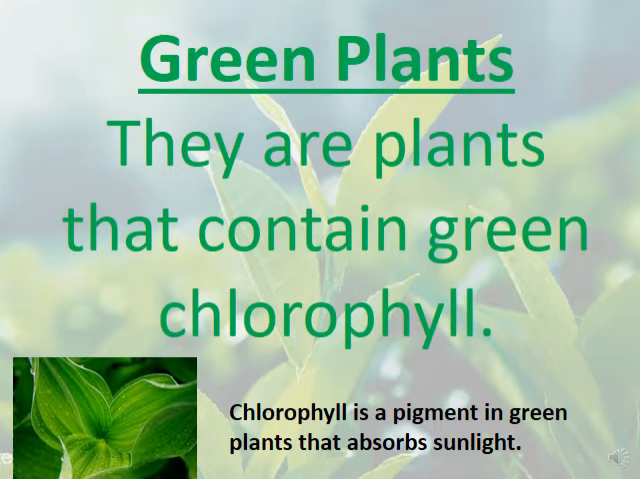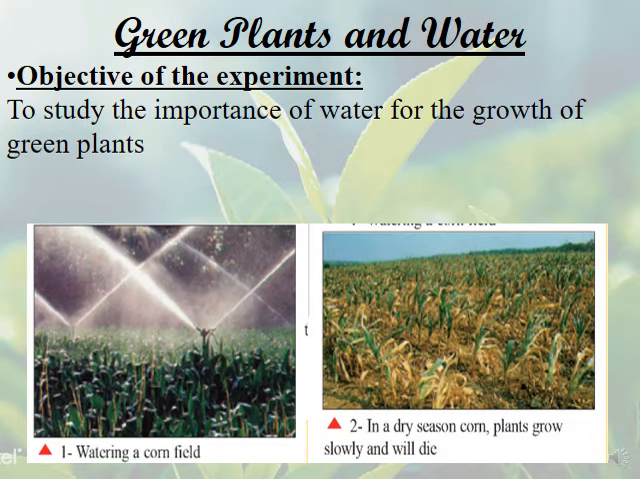We said that the green plants are the plants that contain the green pigment, the chlorophyll, which is the pigment that absorbs the sunlight in green plants that are called the chlorophyllian plants. First, we covered the experiment that's talking about the green plants and water. We said that the objective of this experiment, or the aim, the purpose or the goal, is to study the importance of water for the growth of green plants.